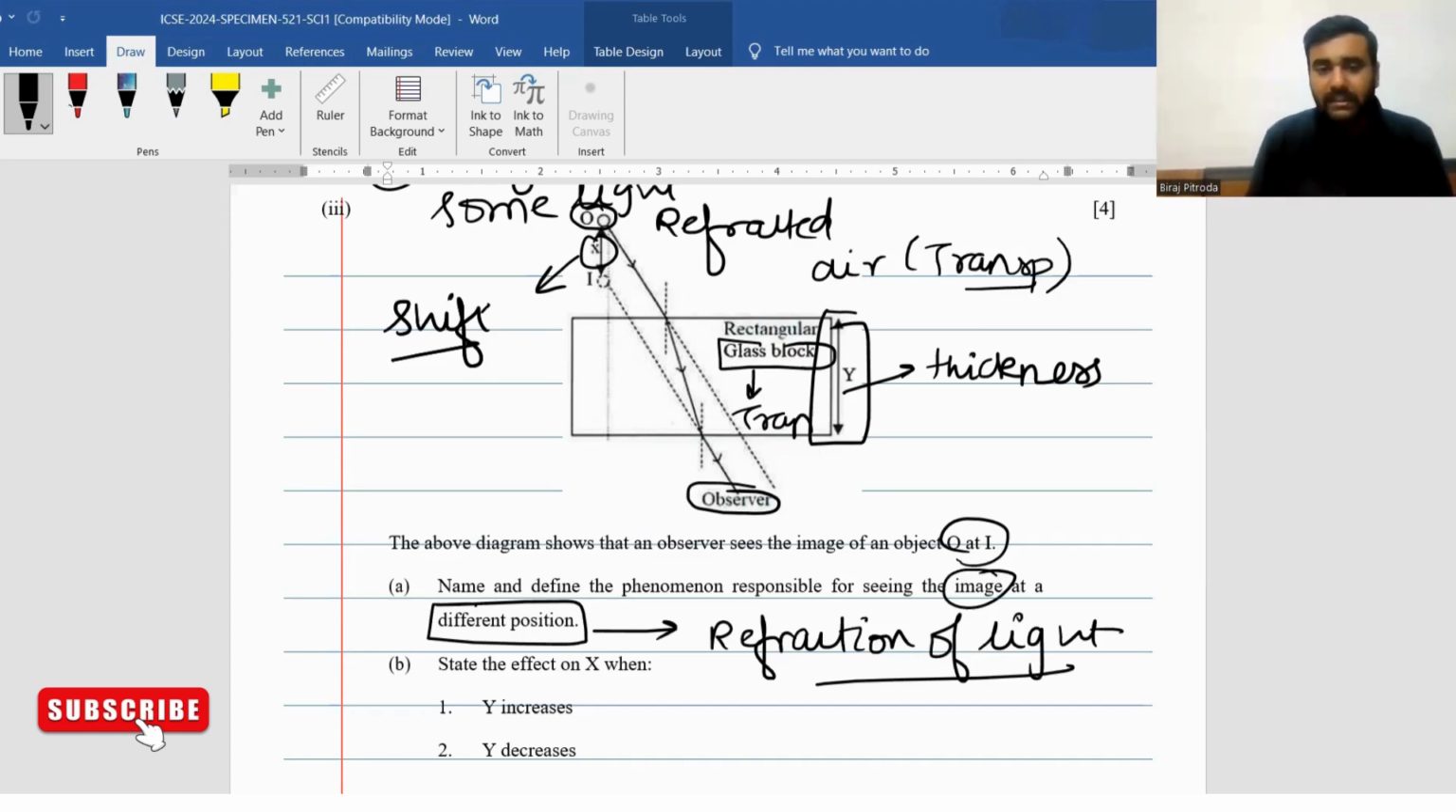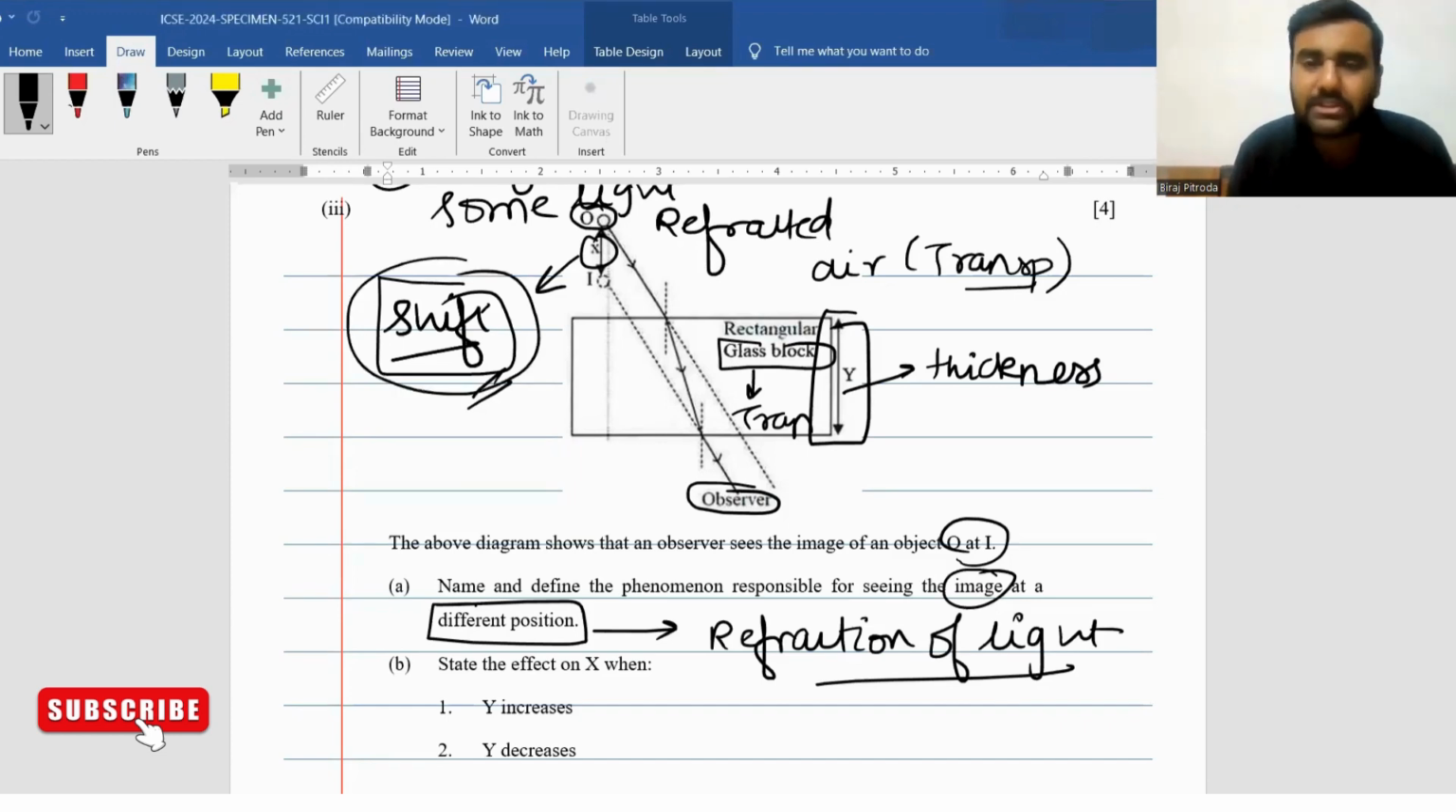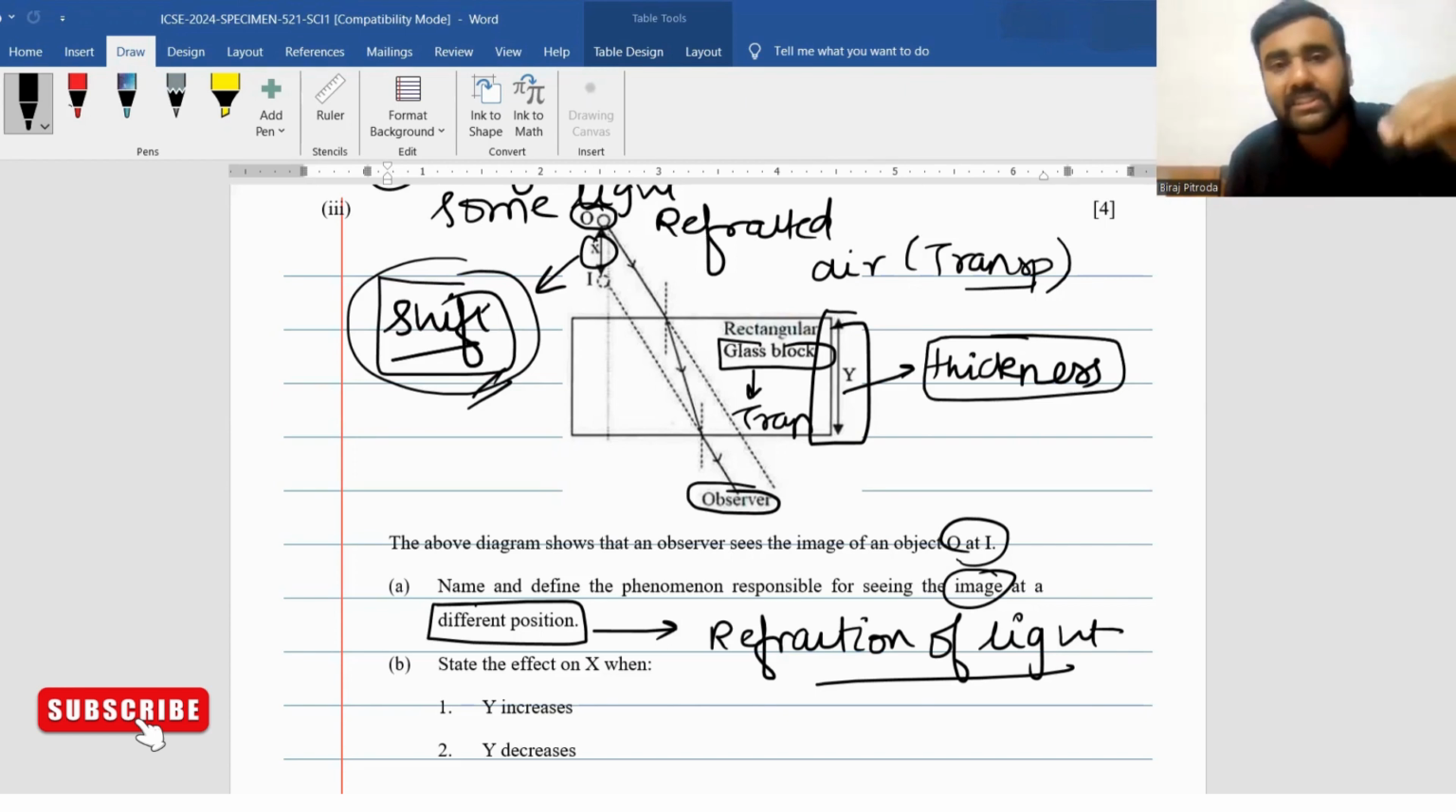Next question. State the effect on X when Y increases. X means shift. What will happen to the distance between two lines? So students, this shift depends upon two simple reasons. First, the thickness of the glass block. Second, by what angle the ray is going to be incident. Make sense? So the first factor taking part is thickness.